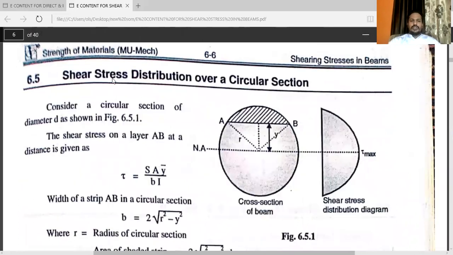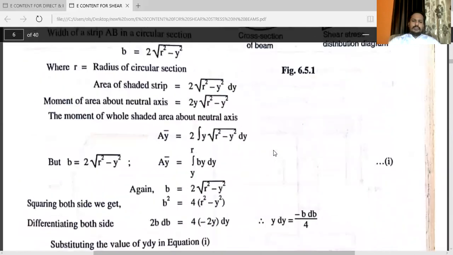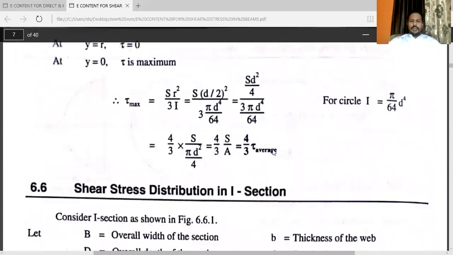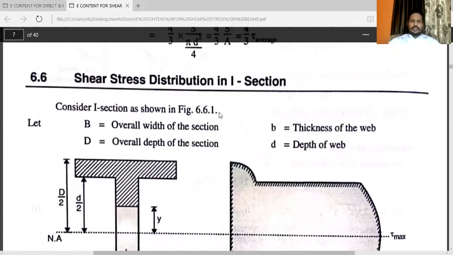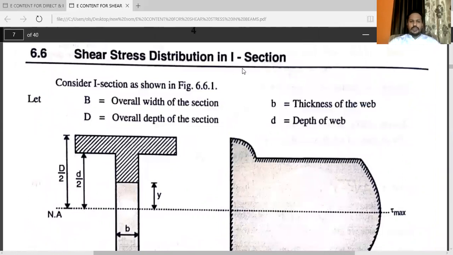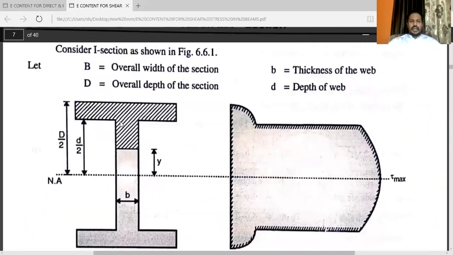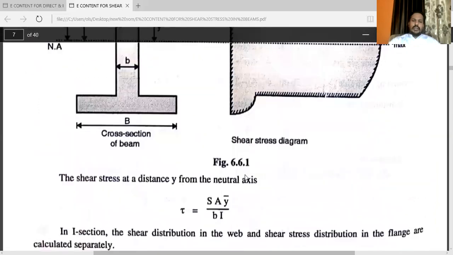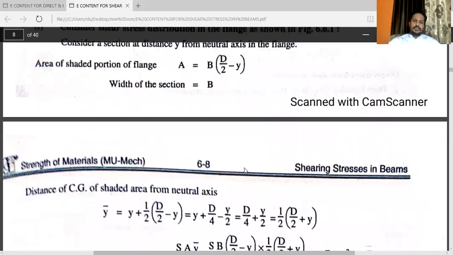Here you can see the shear stress distribution over a circular section. See this shear stress distribution diagram. Here, in minimum time, I am completing the shear stress distribution in the I section also. You can see this is the I section. This one is the baseline. You can see this is the stress distribution diagram for the I section. While solving the problem, you will get more idea about this.